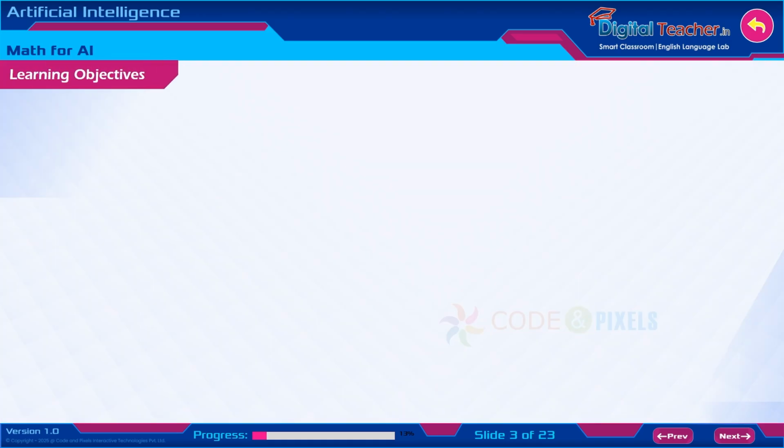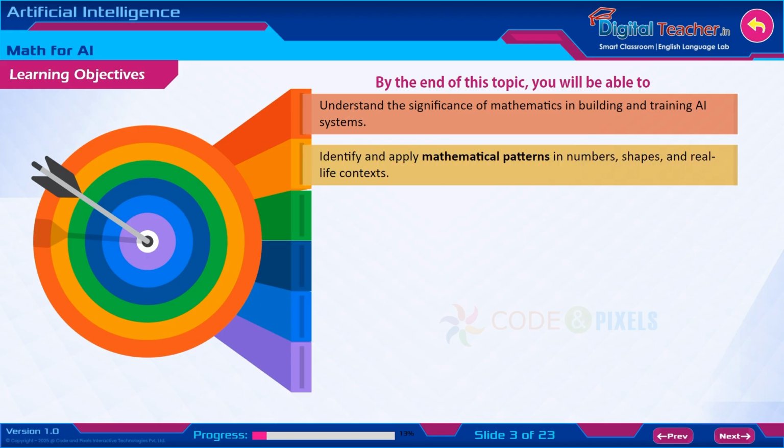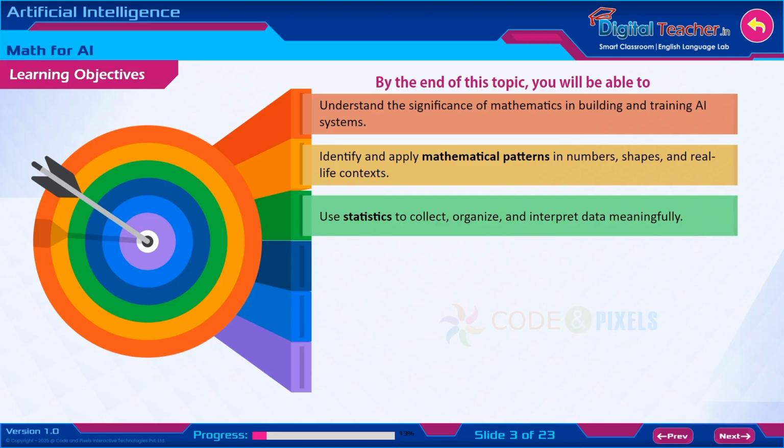Learning objectives. By the end of this unit, you will be able to understand the significance of mathematics in building and training artificial intelligence systems. Identify and apply mathematical patterns in numbers, shapes, and real-life contexts. Use statistics to collect, organize, and interpret data meaningfully.